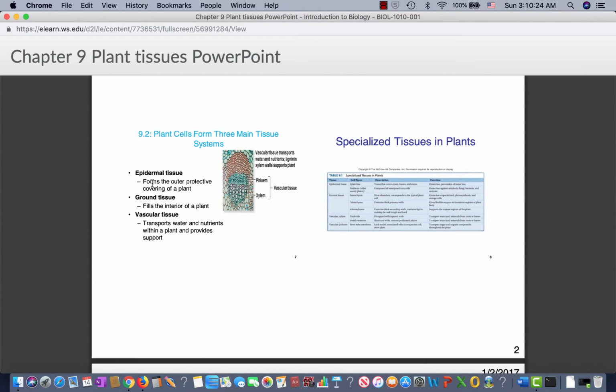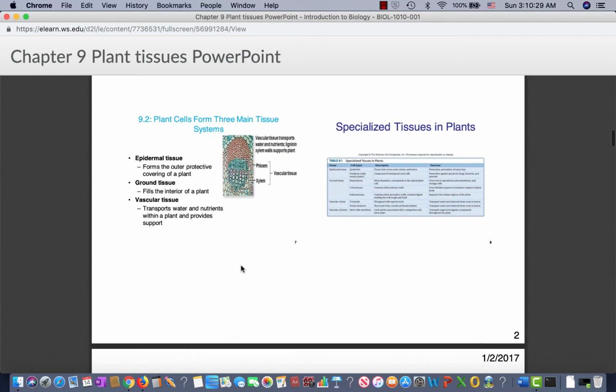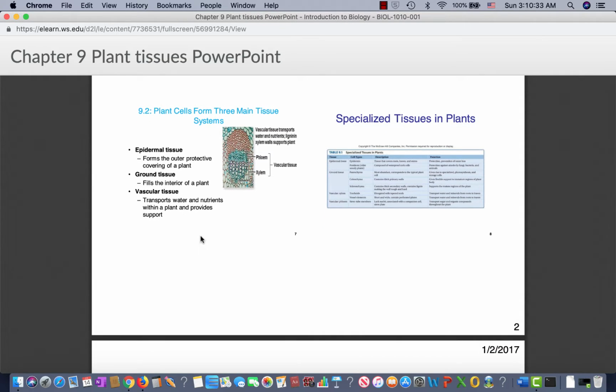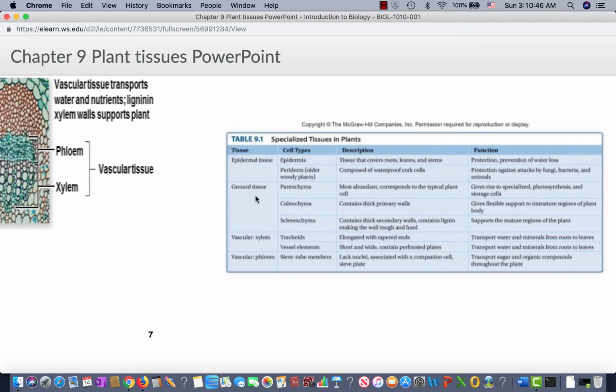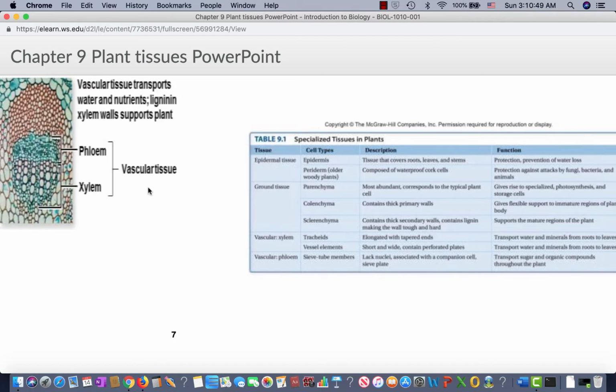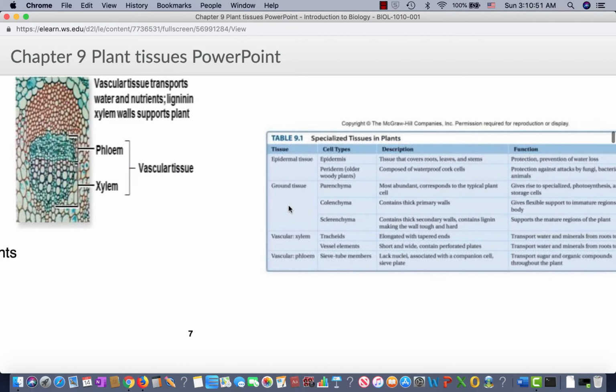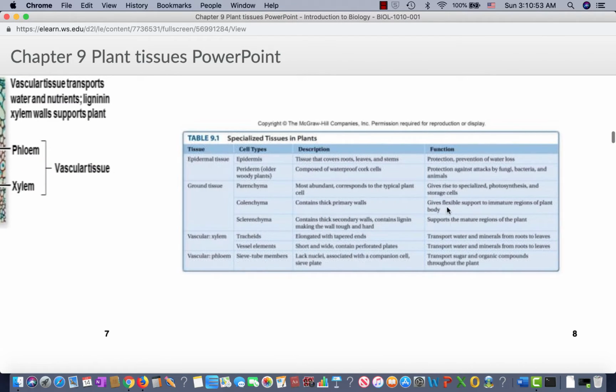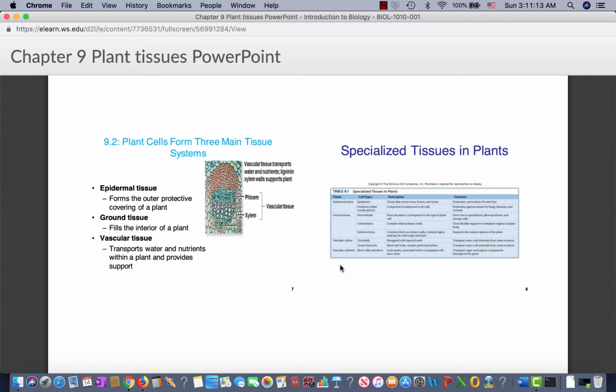For the time being, your epidermal tissue, just like in us, forms the outer protective layer. Ground tissue fills the interior of the plant, and the vascular tissue is for transport. Basically, if you know this table, that's all you need to know about these tissue types. There's a little bit more to it than what is listed on the left, and I'm not going to sit here and read the table to you because you're perfectly capable of reading it on your own and taking that at your own pace.